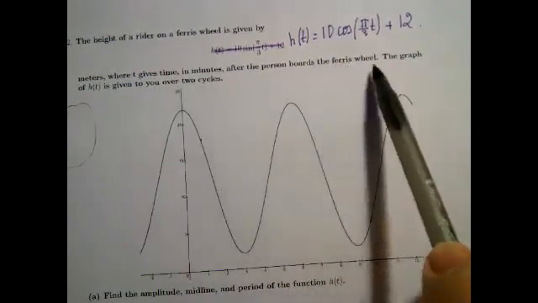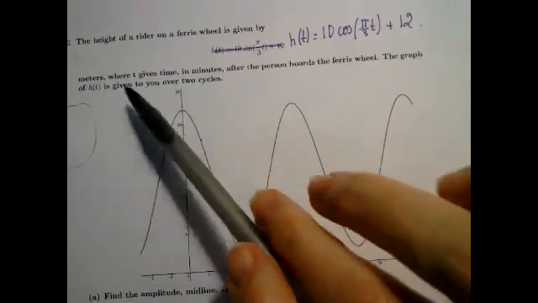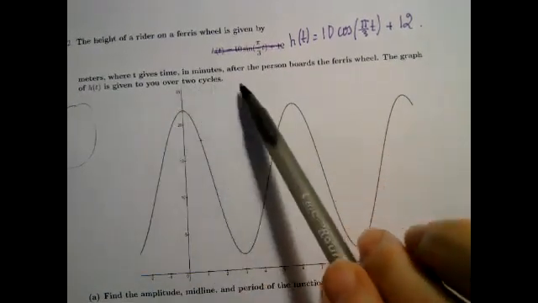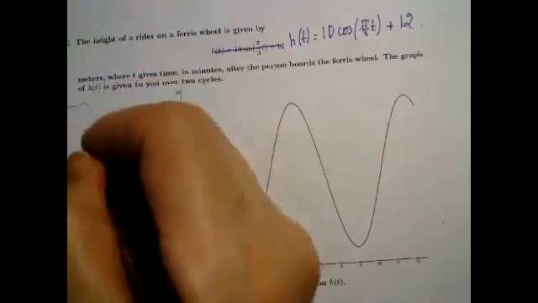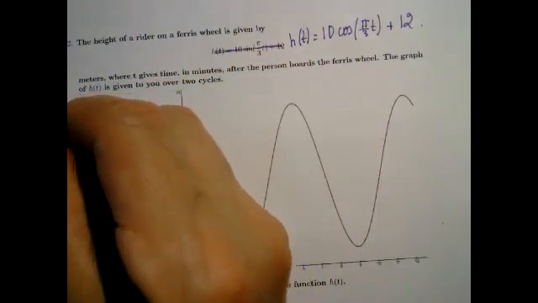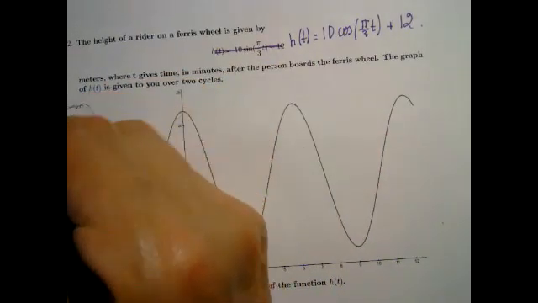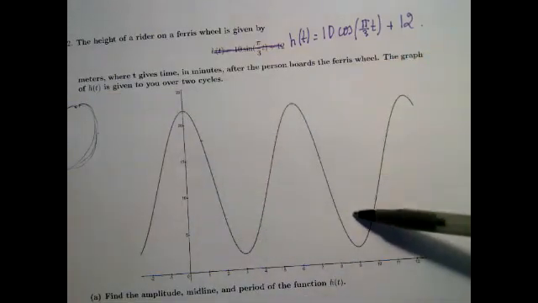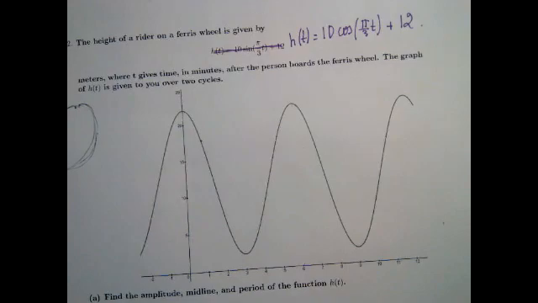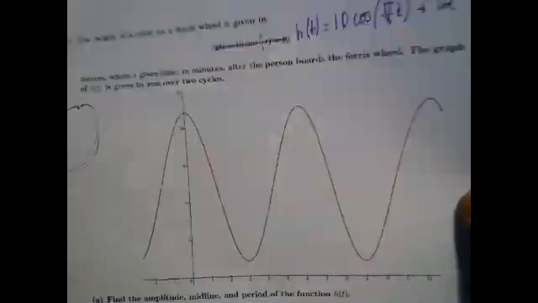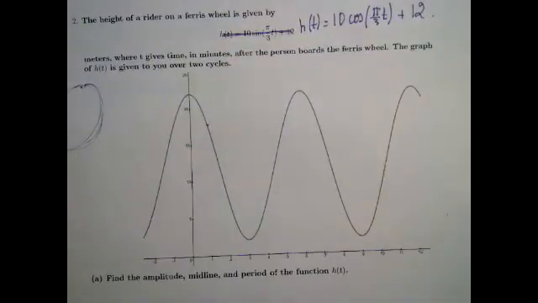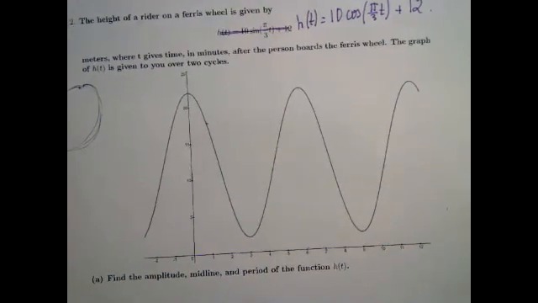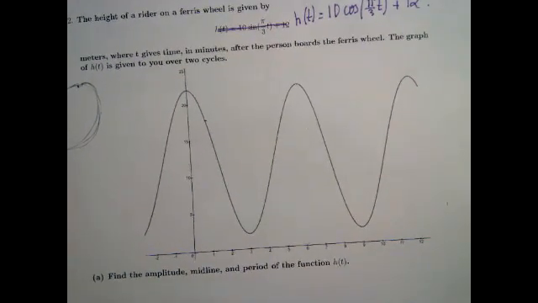After you board the Ferris wheel, the graph of h of t is given to you over 2 cycles. So the person starts on the Ferris wheel at some point, goes once, and then goes twice. And the height, of course, is repeating itself. And I'm giving you the height over 2 cycles. Question number 1 is, find the amplitude, the midline, and the period of the function.